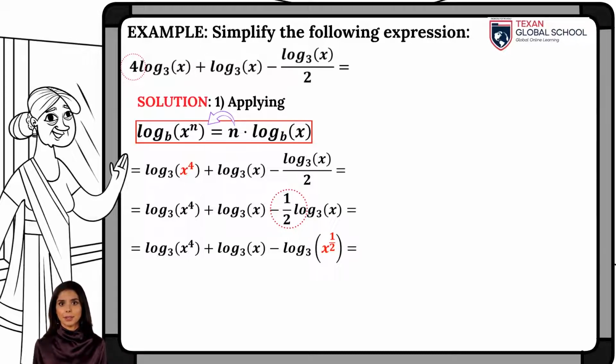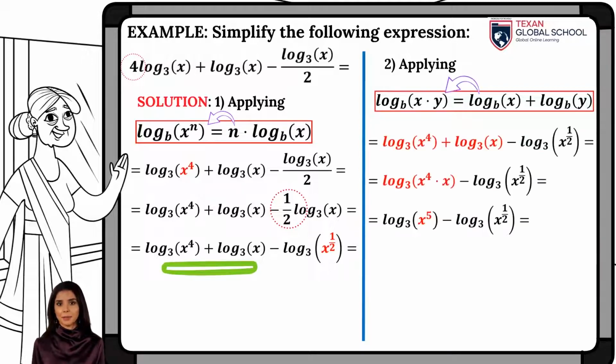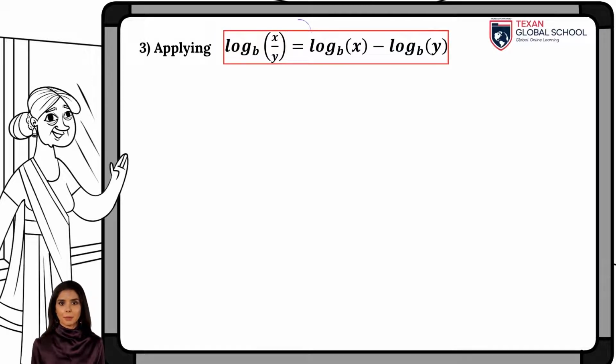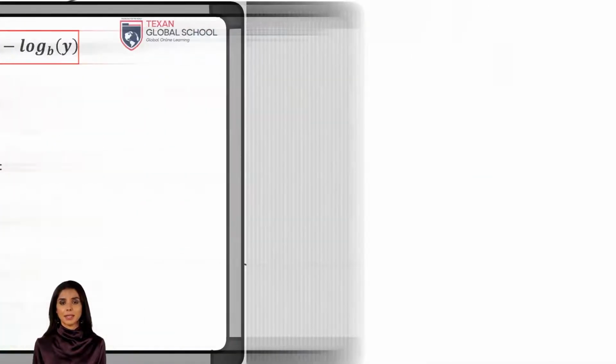Now, since all the terms have the same base, we can apply the product and quotient properties. We first use the property of the product since we have 2 logarithms with the same base added. Then they are simplified in logarithm base 3 of x to the 4th times x. By laws of exponents, we have logarithm base 3 of x to the 5th. Now, since we have 2 logarithms with the same base subtracting, it is simplified with the quotient of the arguments. Hence, we have the log base 3 of x to the 5th over x to the power of 1/2. Using the laws of exponents, it simplifies as the logarithm base 3 of x to the power of 9/2. And with radicals results in log base 3 of the square root of x to the 9th.